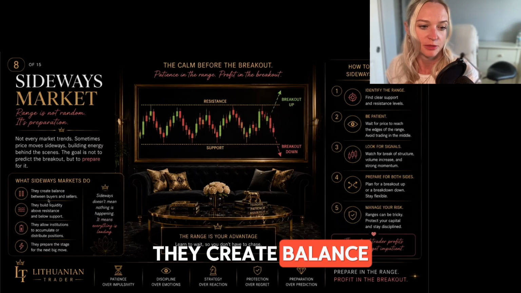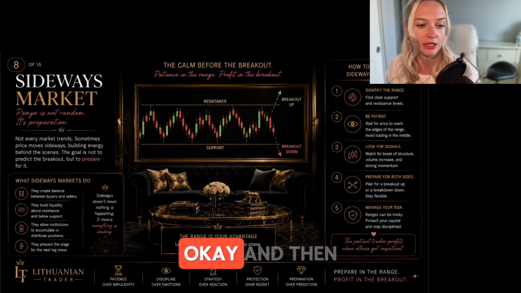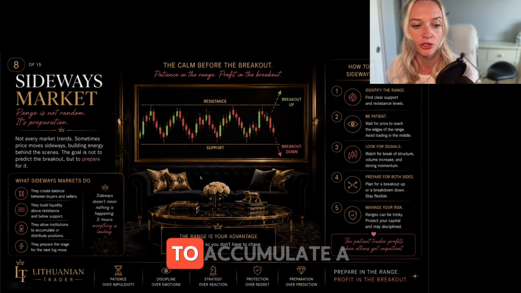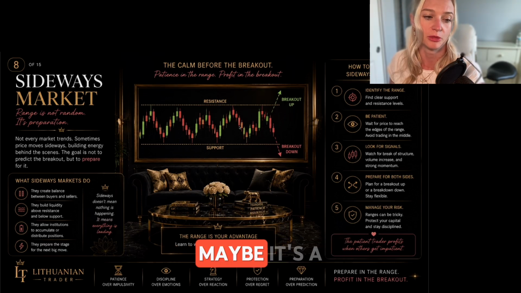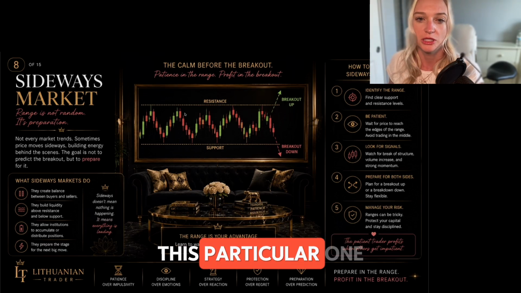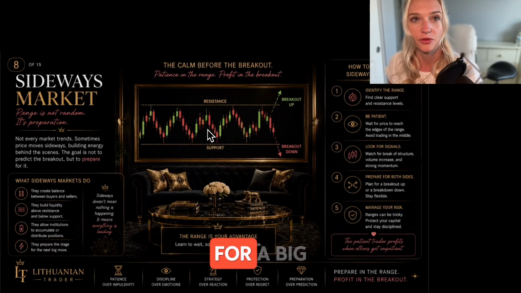So what do sideways markets do? They create balance between the buyers and the sellers, which we talked about. They build liquidity, okay? And then they allow institutions to accumulate a little bit. Maybe the money is in a different sector. Maybe it's a sector rotation. So this particular one doesn't have a lot of activity yet, but they're preparing for a big move.